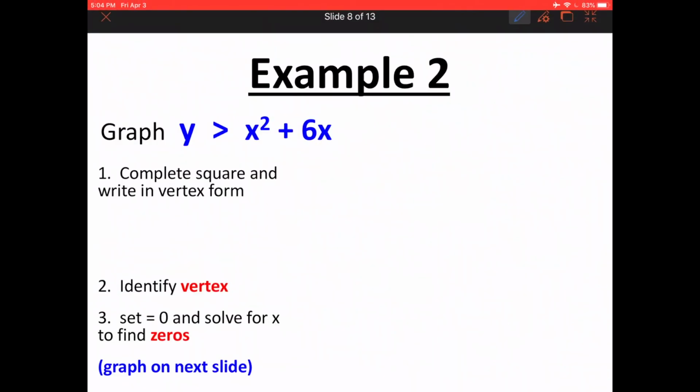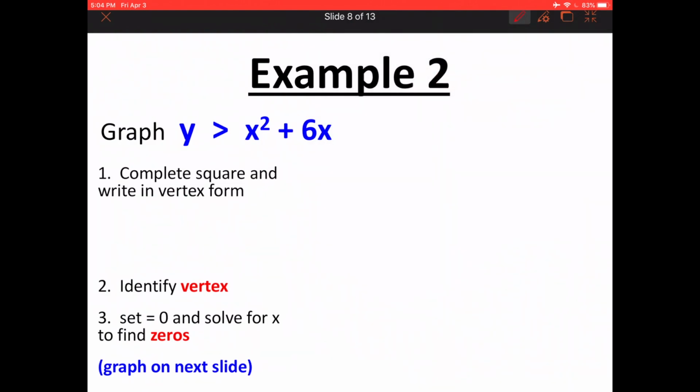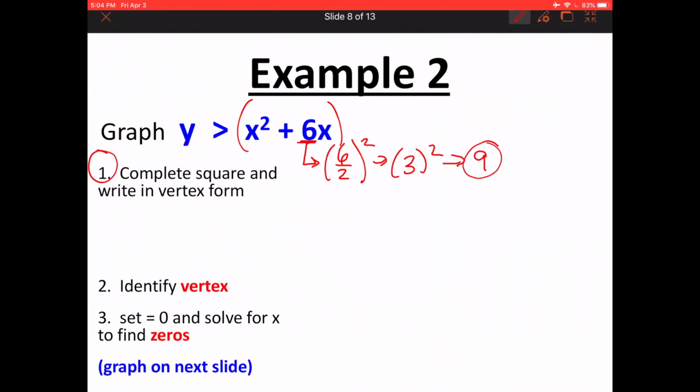All right, so let's do our second example here. Graph y is greater than x squared plus 6x. So step 1 is to complete the square and write in vertex form. The first step of completing the square is to put my x terms in parentheses. Then I take b, remember b is the number in front of x, and I do my completing the square rule. 6 divided by 2 squared, which is 3 squared, which is 9.